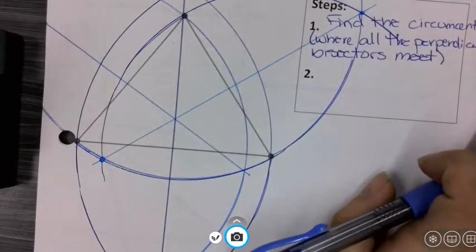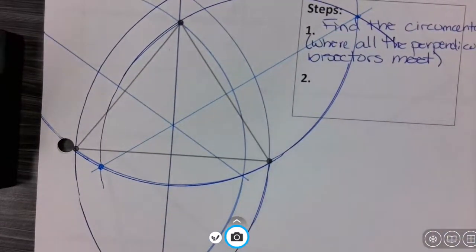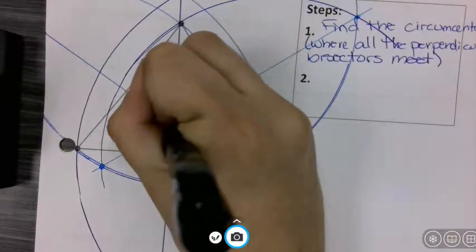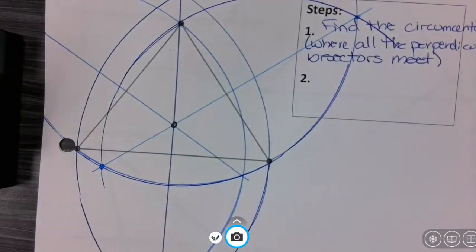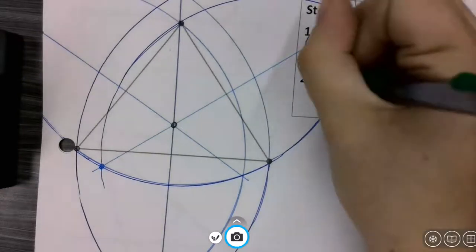And this one's off the page, but notice all three straight lines connect at the same point in the middle. Interesting. Then my next step is to draw a circle with the center and the circumcenter to any vertex.